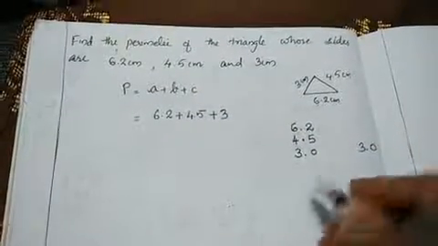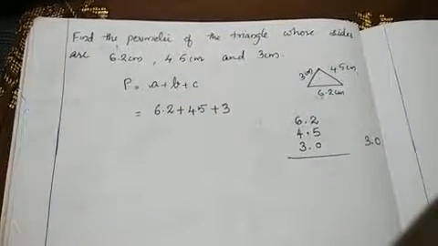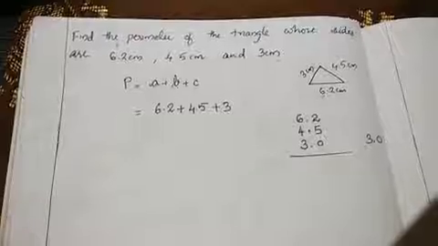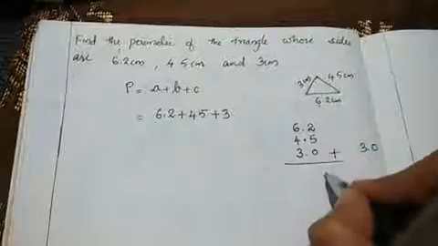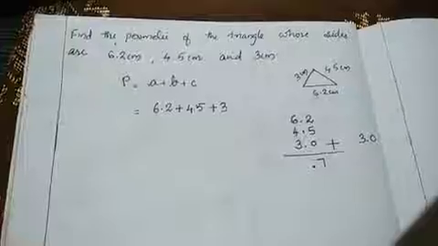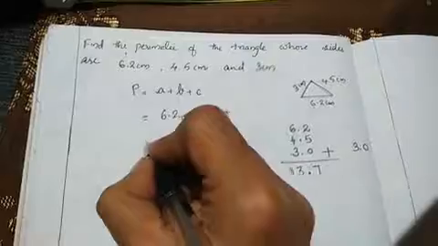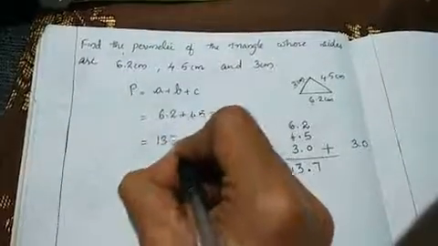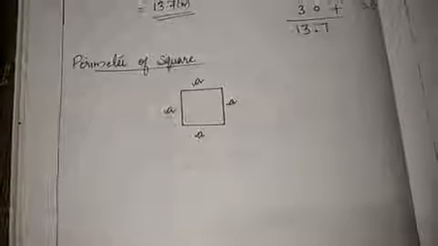3.0. We will study in detail in the chapter decimal fractions. Now you just add this. So 5 plus 2, 7. 7 plus 0, 7 itself. Now put the decimal. 6 plus 4, 10. 10 plus 3, 13. So our answer is 13.7 centimeter. Clear, children? Write the next heading as perimeter of square.